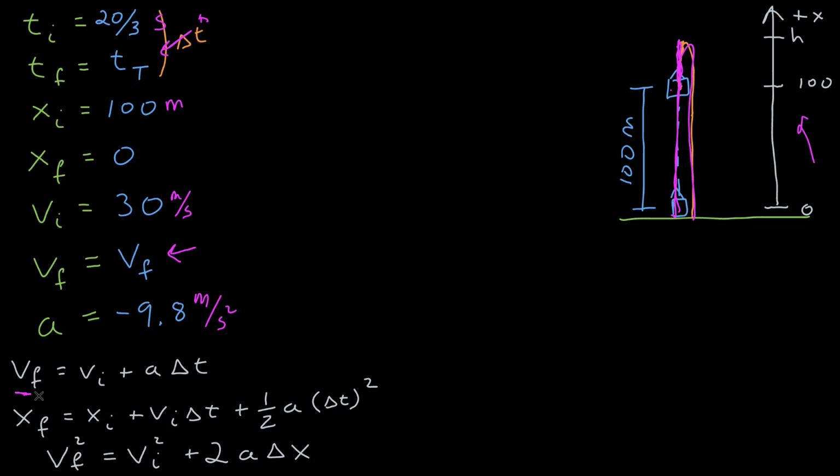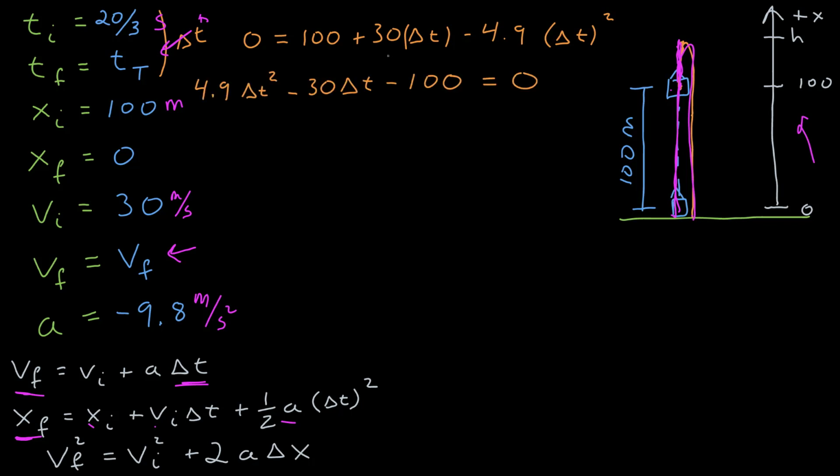Well, I don't know v final, and I'm trying to find the time interval. So maybe I don't want to start there. This one worked well for me before. The final position I know, 0, I know the initial position, I know the initial velocity, I know a. Look, again, this second equation, I know everything except the time interval, so I can go ahead and solve for the time interval immediately. If I start plugging in the numbers, the final position is 0, initial position 100, 30 for the initial velocity, and negative 9.8 over 2 is negative 4.9.